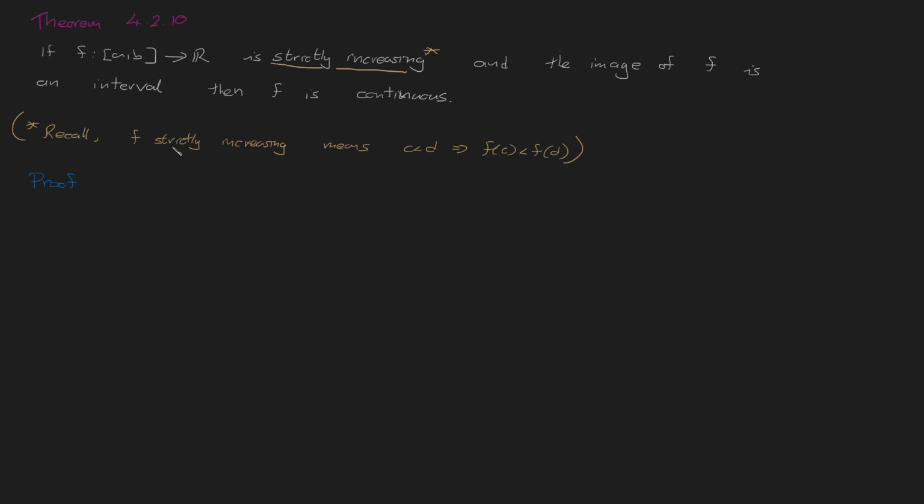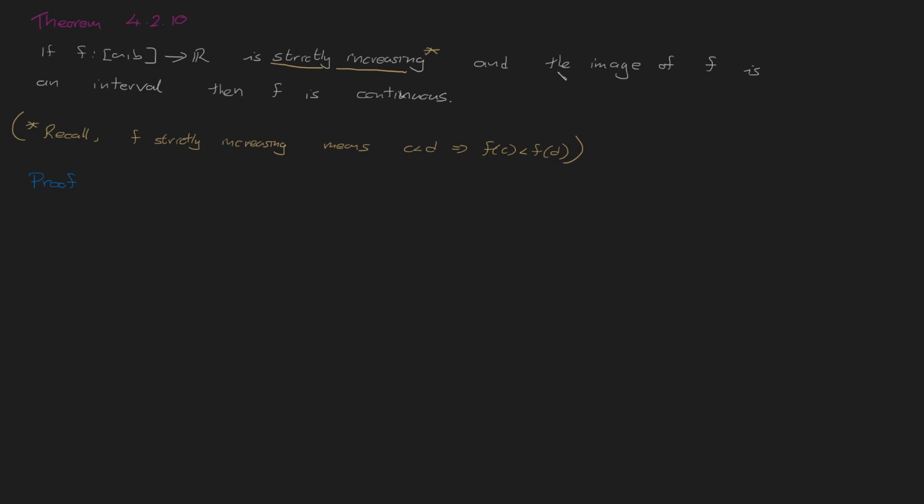We have a definition of increasing, so remove the word strictly: if c is less than d implies f of c is less than or equal to f of d. But in this case I want one-to-one, so I want strictly increasing. The other condition, and quite a natural one for continuous functions, is that the image of f is an interval.